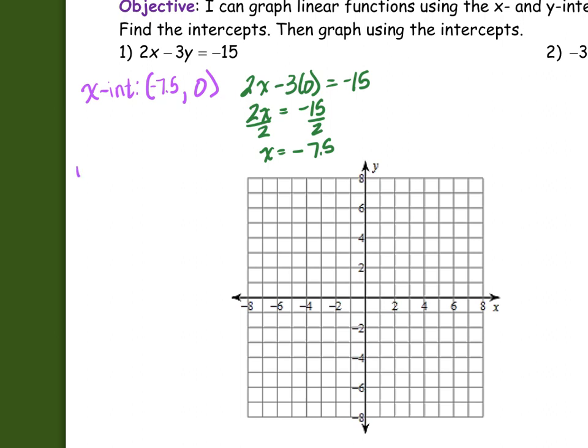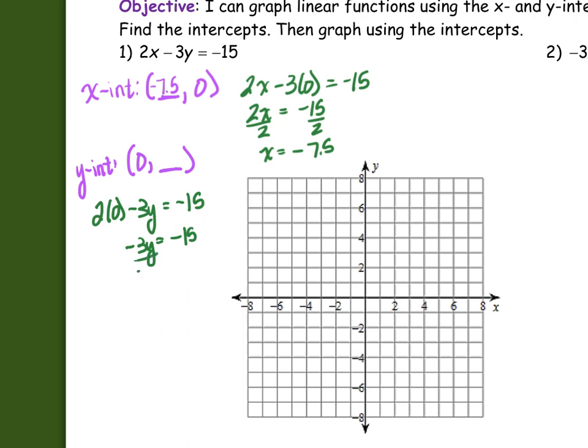And then to find my y-intercept, I know that's going to be 0 and then some number, right? Because I found that number right here. Whatever number is going to go there, I'm going to set x equal to 0. So I'll go 2 times 0 minus 3y equals negative 15. So negative 3y equals negative 15. Divide by negative 3, and y equals 5. So here are my two intercepts.